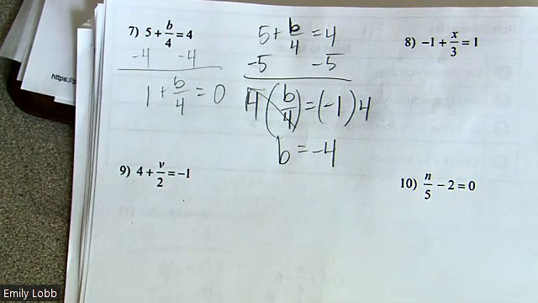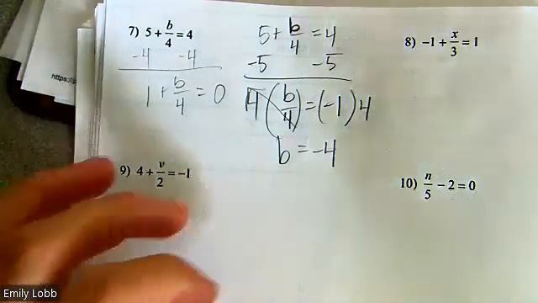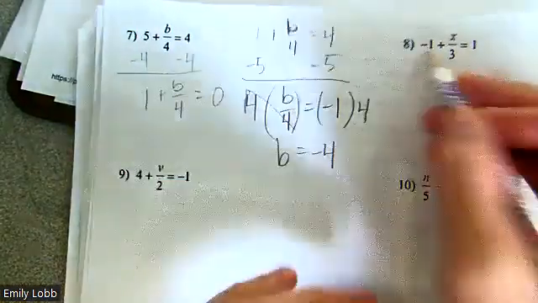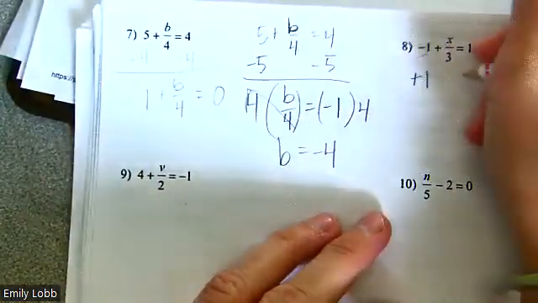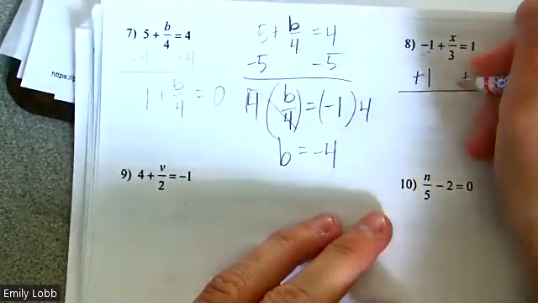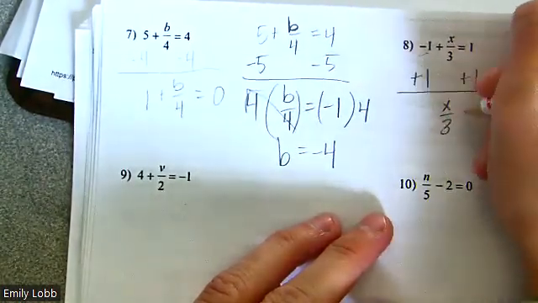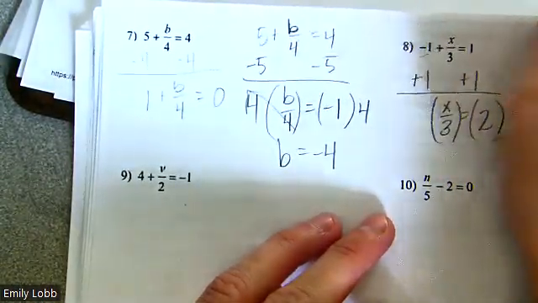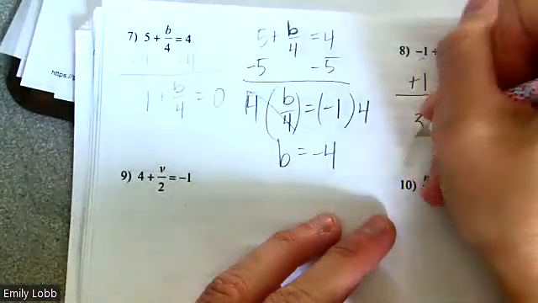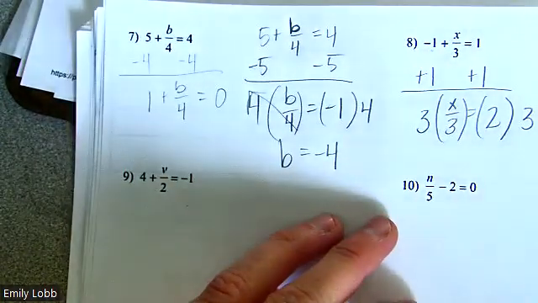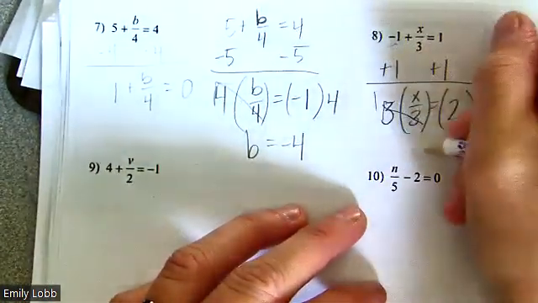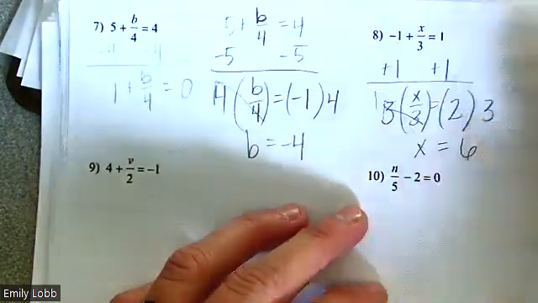Okay, very similar to yesterday, except our second step today is multiplying instead of dividing. So how do I get rid of this constant? What's the opposite of -1? +1. Bringing down my x over 3. What's 1 plus 1? 2. What do I do to get rid of the 3? We're multiplying, and I show that, of course, by putting parentheses, multiplying both sides of my equal sign by 3. So 1x or x is equal to 6.